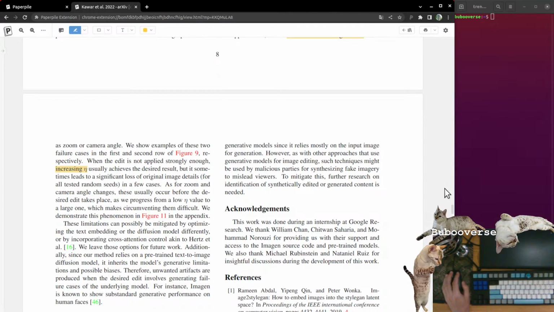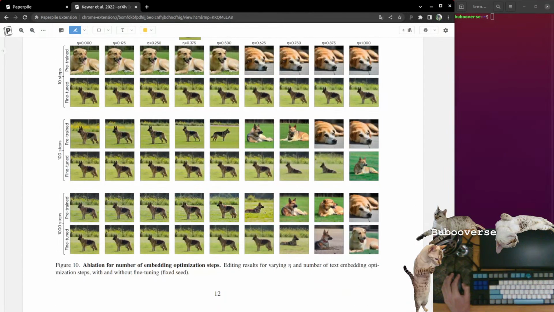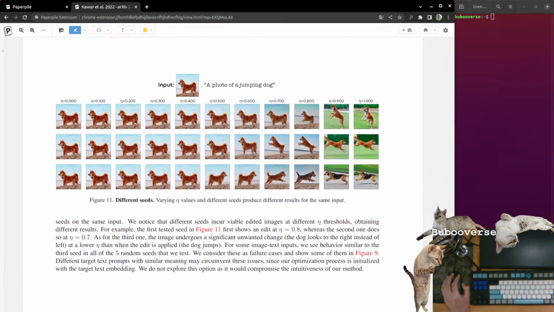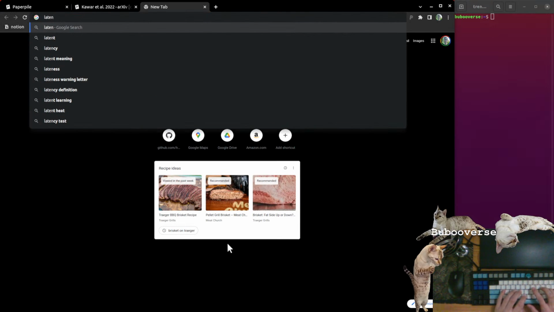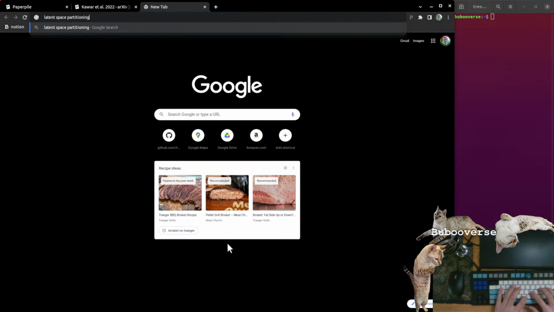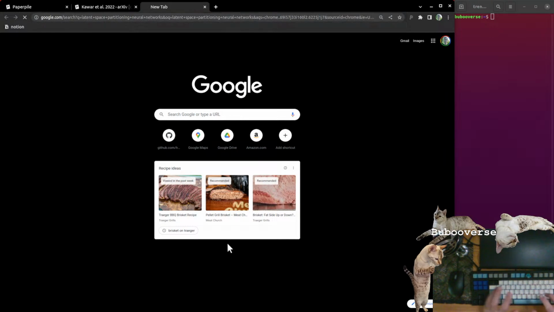Figure 11 in the appendix. Let's check it out. Figure 10, figure 11. Okay. So, right, they're increasing the eta here, and this is their range. And again, it's very interesting that there's kind of a point. There's really a threshold, like a boundary, where suddenly the image changes a lot, right? Which kind of makes you think about how latent space partitioning works in neural networks, right?